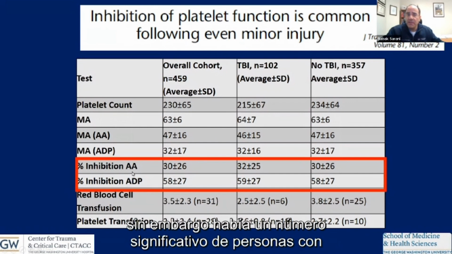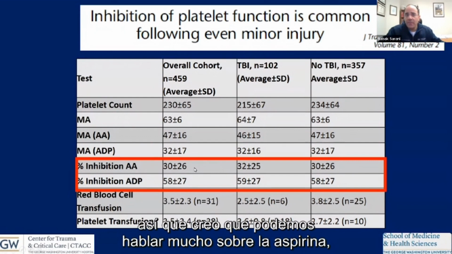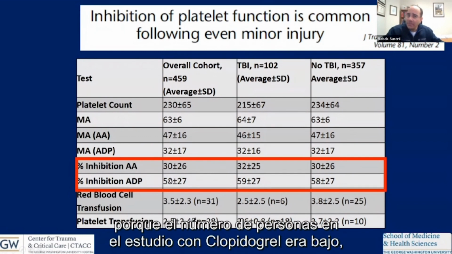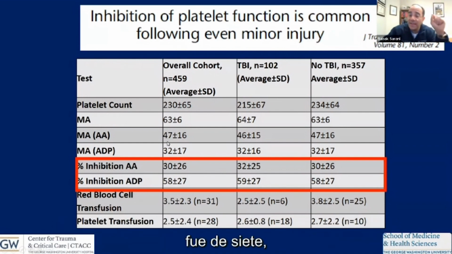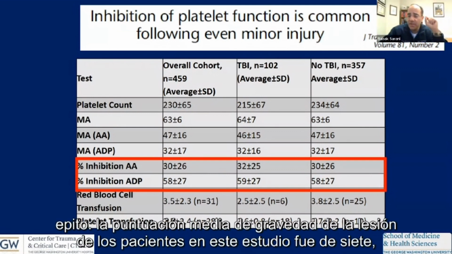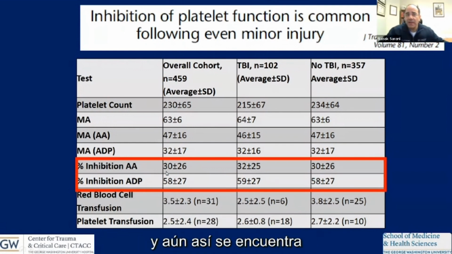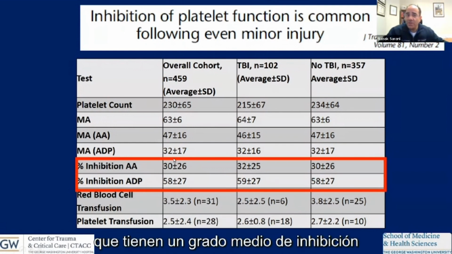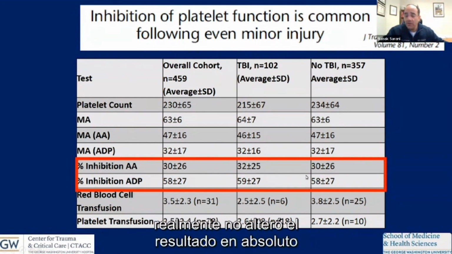However, there was a significant number of people on arachidonic acid inhibitors, which is aspirin. So I think we can talk a lot about aspirin. We may not be able to speak as much about clopidogrel because the number of people in the study on clopidogrel was low. But what you can see is despite the fact that the average injury severity score of patients in this study was 7, very, very low, you find that they have an average degree of inhibition of 30%. And whether they had brain injury or didn't have brain injury really didn't alter the outcome at all.